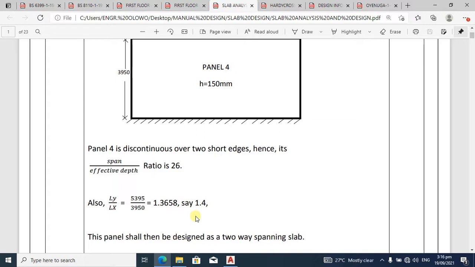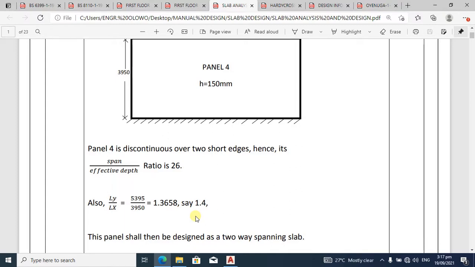Now, just the way we were taught then in school, we were taught that once the ratio of LY to LX is less than or equal to 2, then we should design the panel as two-way. Or when the ratio of LY to LX is greater than 2, then we should design such panel as one-way. This is very, very wrong.